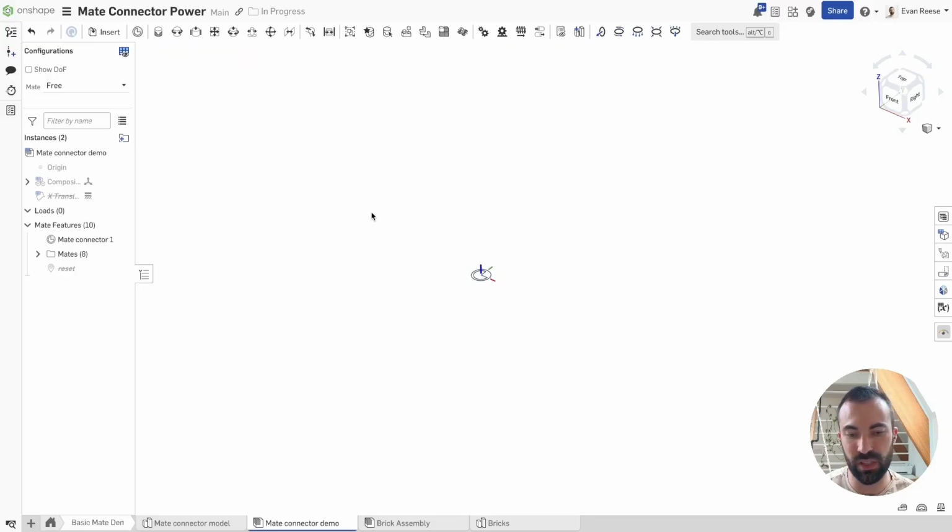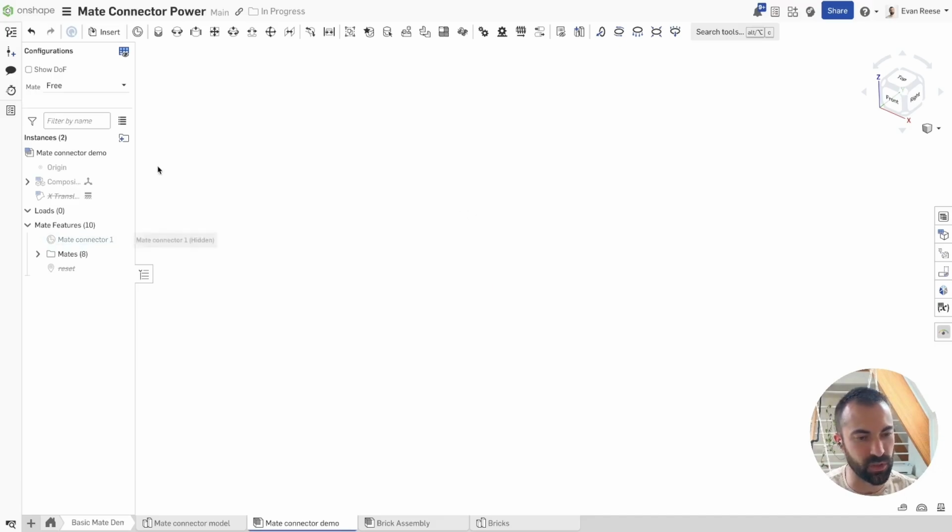To really understand the difference between mating things in Onshape and other CAD systems, you have to understand the mate connector. It takes a bit of a mind shift, but once you get done with that, I think you'll be glad you did and realize that it's actually simpler and faster than other systems, but maybe unfamiliar to you. So let's dive in.